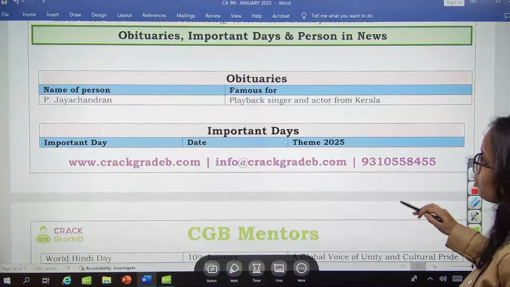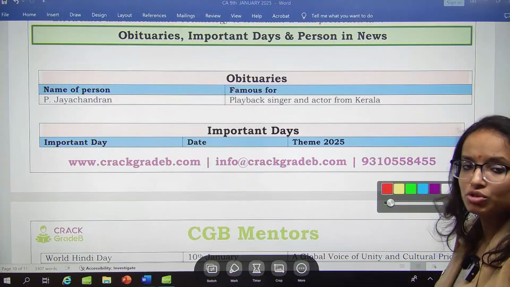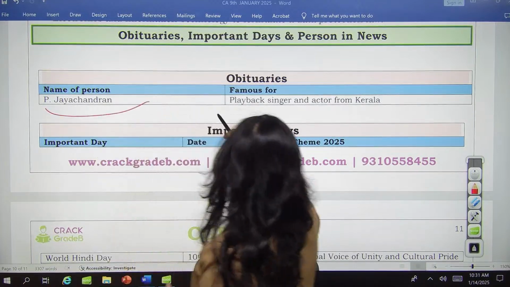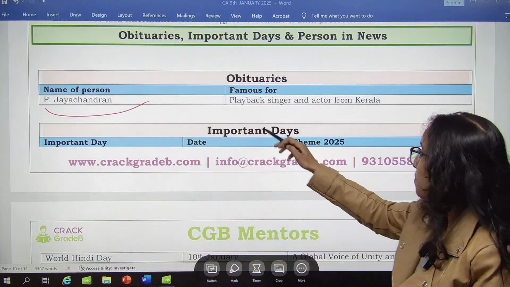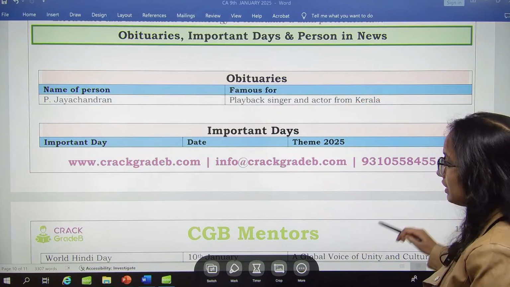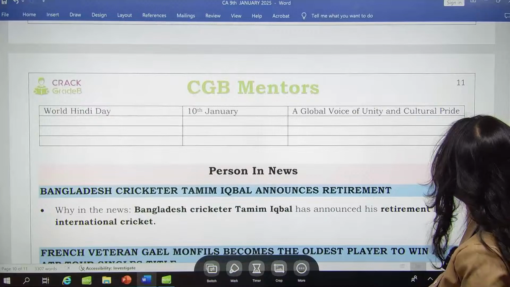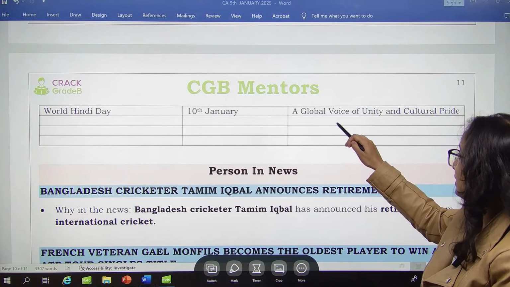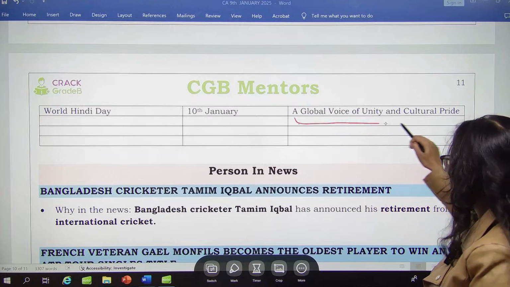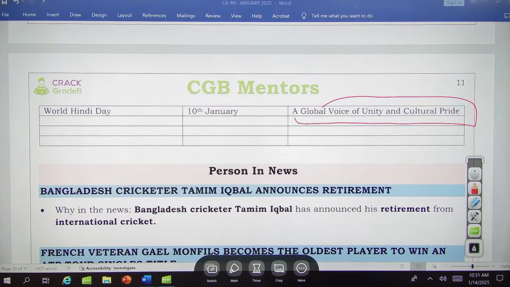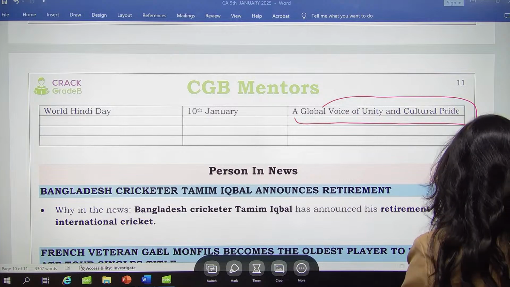Then talking about obituaries and important days. We have one obituary, P. Jayachandran, who was a famous playback singer and actor from Kerala, right? And then in important days, we have World Hindi Day, observed on 10th of January. And the theme was Global Voice of Unity and Cultural Pride.